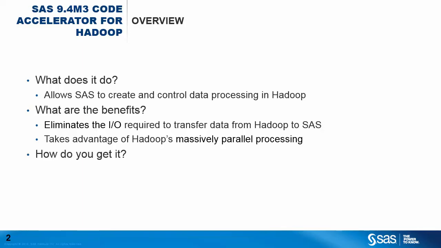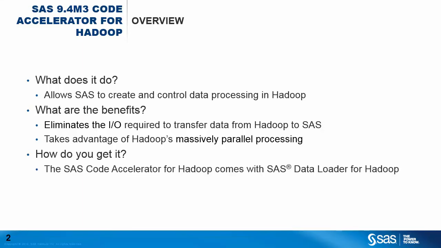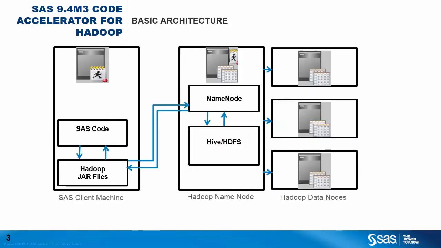How do you get the Code Accelerator? The SAS Code Accelerator for Hadoop is currently licensed along with SAS Data Loader for Hadoop. SAS communicates with Hadoop via jar files copied from the Hadoop environment onto the SAS client machine. The SAS code submitted is translated into MapReduce applications by the SAS embedded process, which is installed on each and every Hadoop node. The MapReduce applications are then submitted to Yarn for execution.